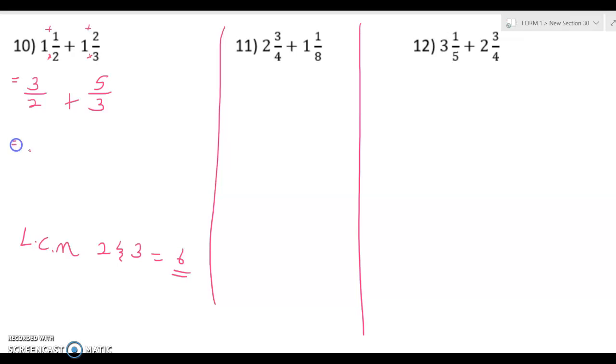And yeah, so our common denominator is 6. Ask yourself now, look at 3 over 2. 2 times what number gives me 6? 2 times 3. So I have to do the same at the top. So 3 times 3, right? 3 times 3 is 9.